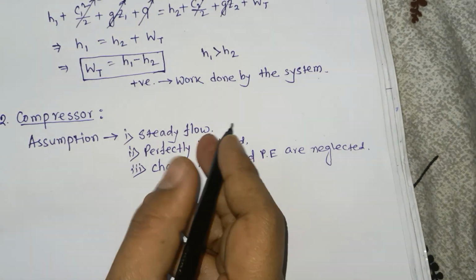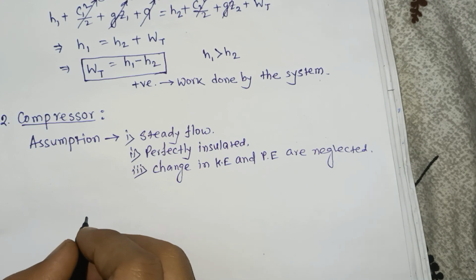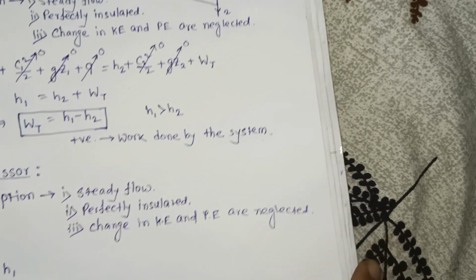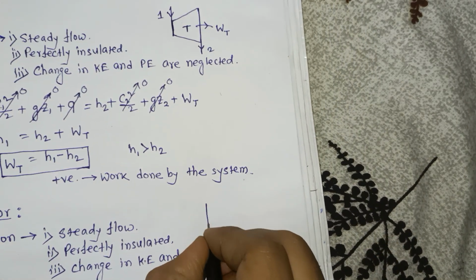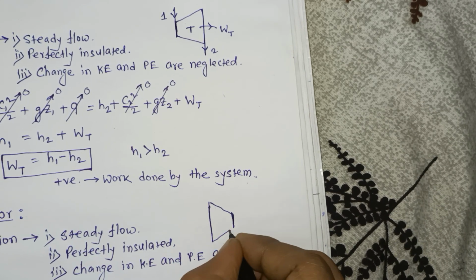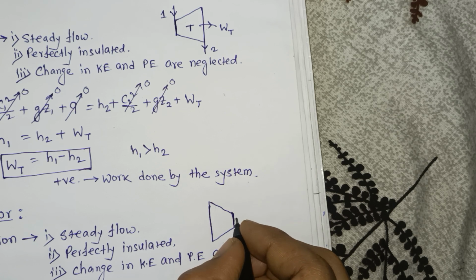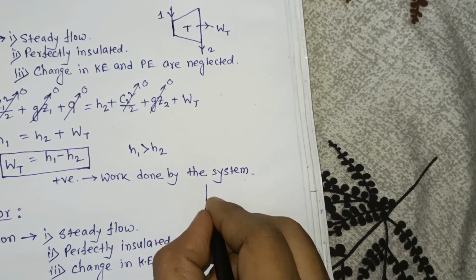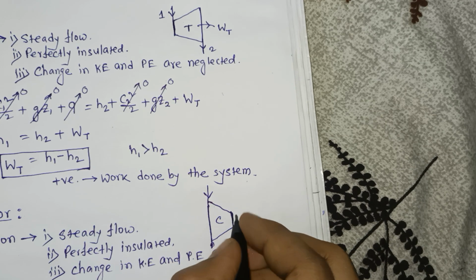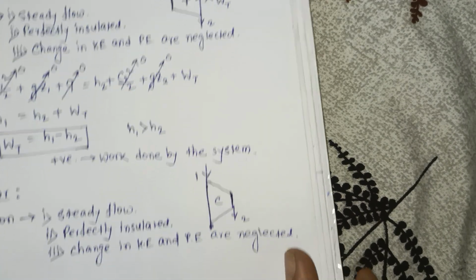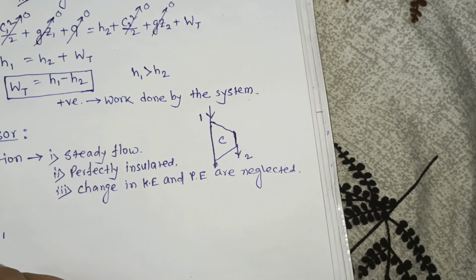Steady flow means you have to write the steady flow energy equation. Remember, what is the symbol of compressor? So the symbol of compressor will be this. This is the compressor inlet, this is compressor, and this is the compressor outlet. So this is 2 and this is 1.